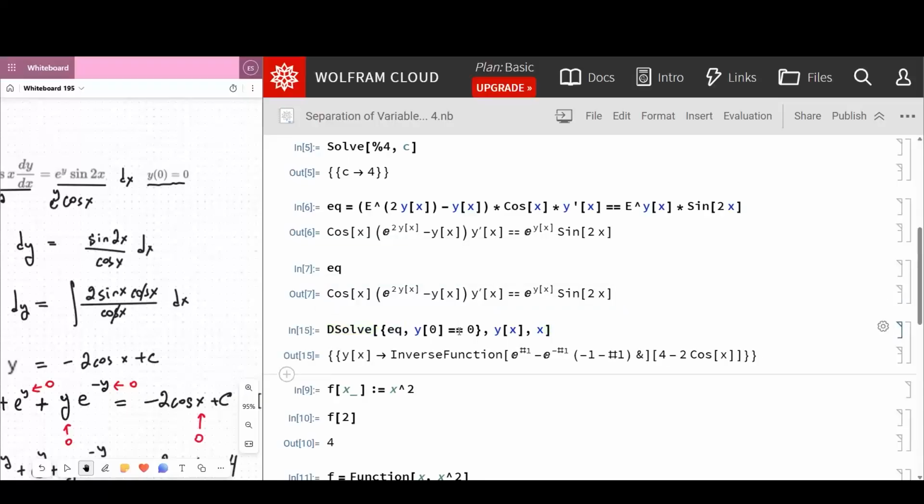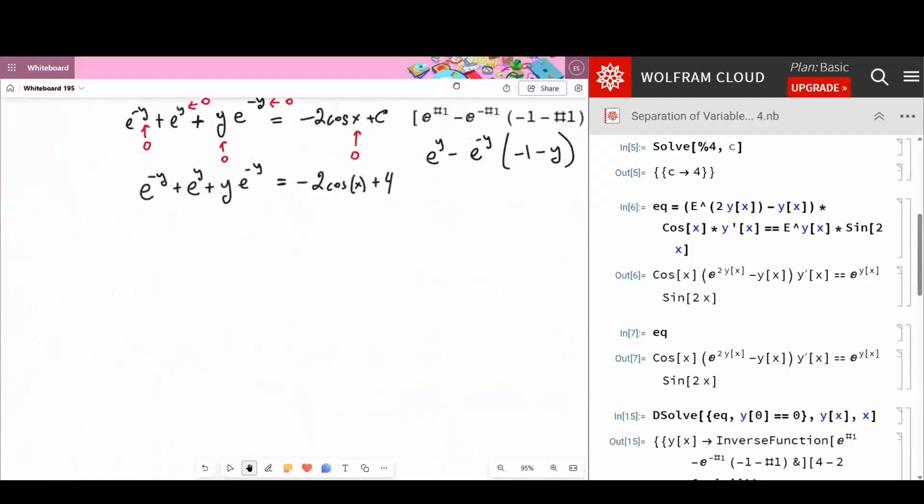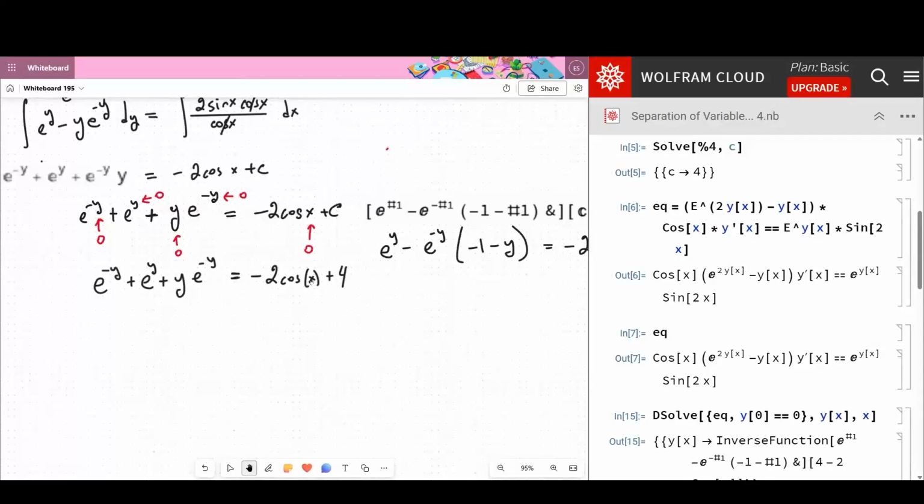And then let's do Shift Enter, and here we go. You can see the C1 is gone. It's been replaced with 4 automatically. Everything else is the same. So this is indicating the same solution as what we got over here. Okay, so they're the same thing.